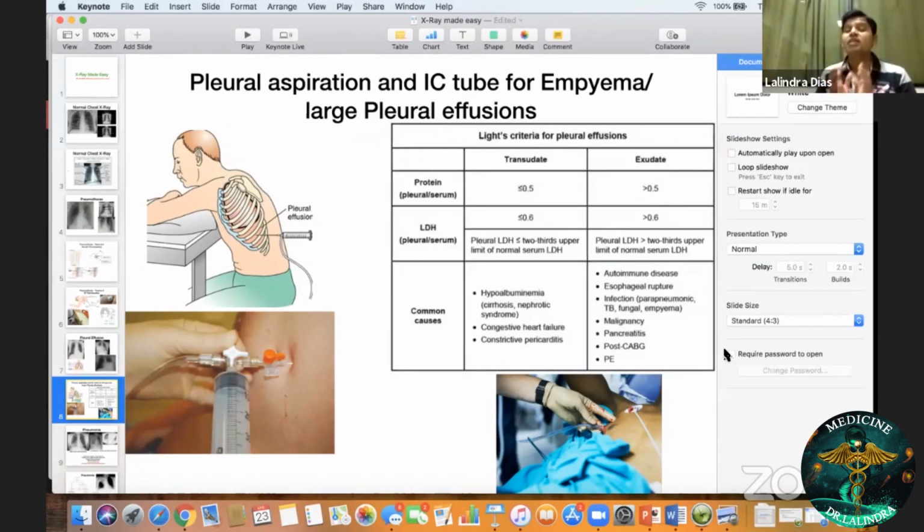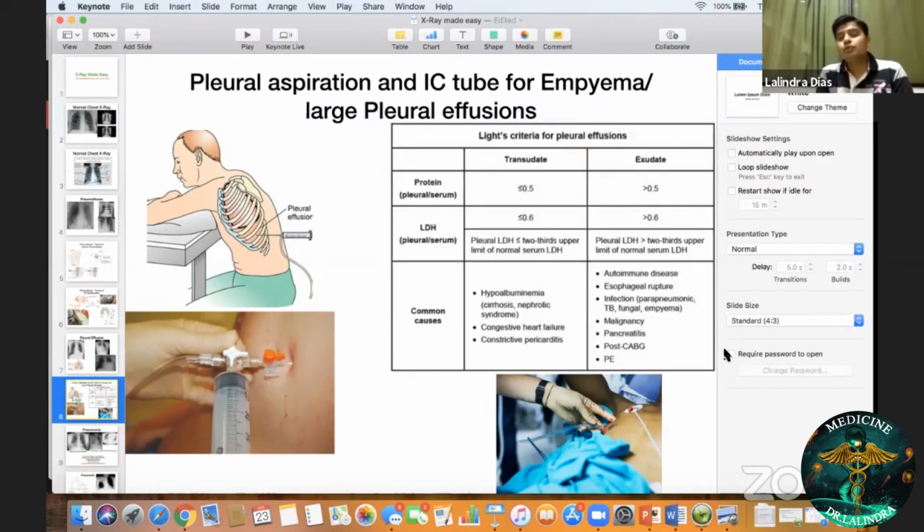Why? Exudates are rich in protein. So that means too much protein in pleural fluid. So the pleural fluid protein should be more than half of serum protein or blood protein. Then it's an exudate. So what we do is we take the pleural fluid protein divided by serum protein, or pleural fluid albumin divided by serum albumin, and the ratio should be more than 0.5, and that's an exudate. If the ratio is less than 0.5, then you call it a transudate.